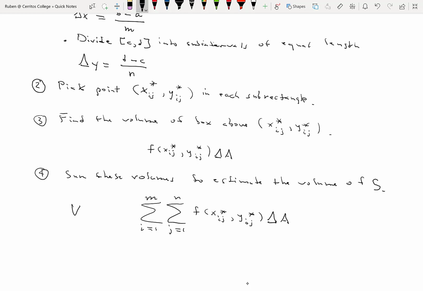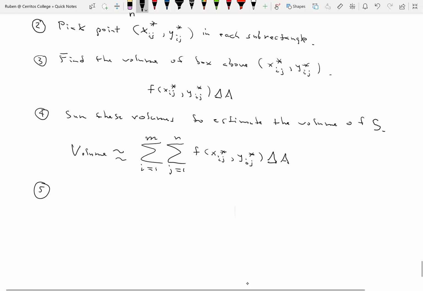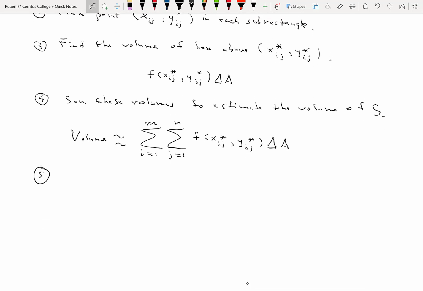So the volume that I'm interested in is approximately equal to this value. And the next step is to use calculus. Calculus is only used in the last step. All of this, believe it or not, is just algebra, a whole bunch of algebra. Find the exact volume.